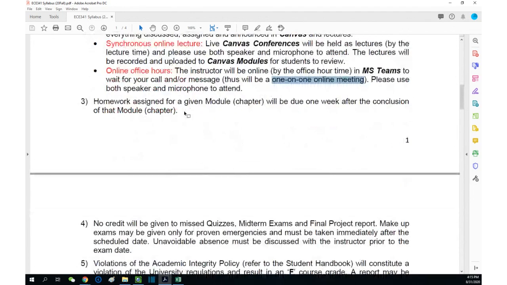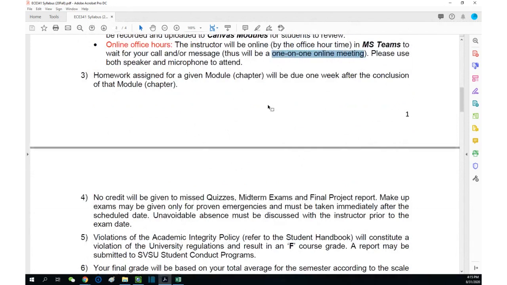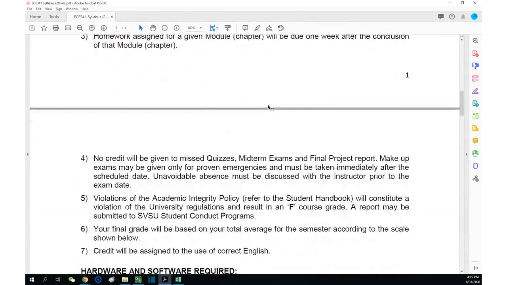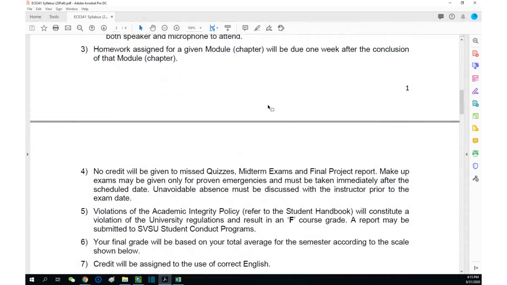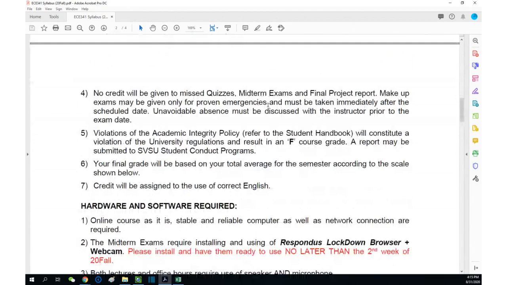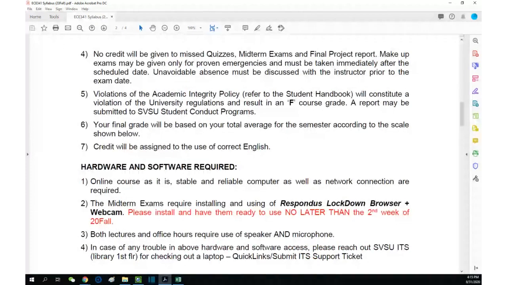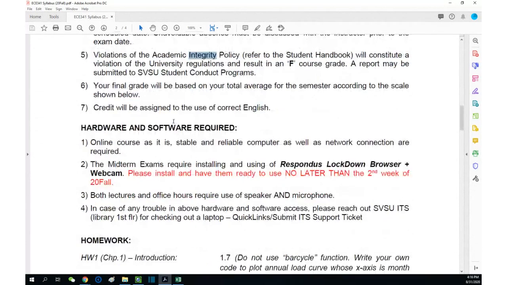Homework is listed below, and due a week after the conclusion of that particular module. From now on, 3 terms refer to exactly the same thing: module, chapter, and topic. No credit will be given for a missed quiz or exam and the final project report, of course. And please follow the integrity policy, et cetera.